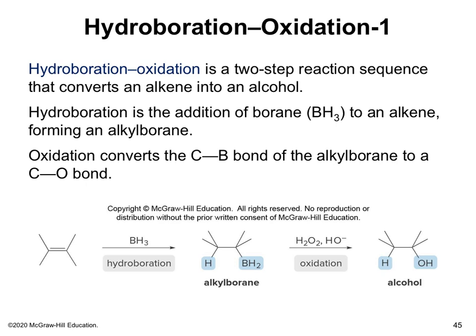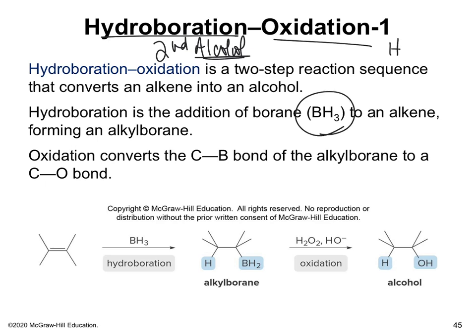Okay, the second way to make an alcohol is hydroboration oxidation. And so you might want to take this BH3, which is one of your reagents, and split it up like this, HBH2. Okay, and so the first thing is one of the carbons is going to get the H, and the other carbon of the carbon-carbon double bond is going to get the BH2.